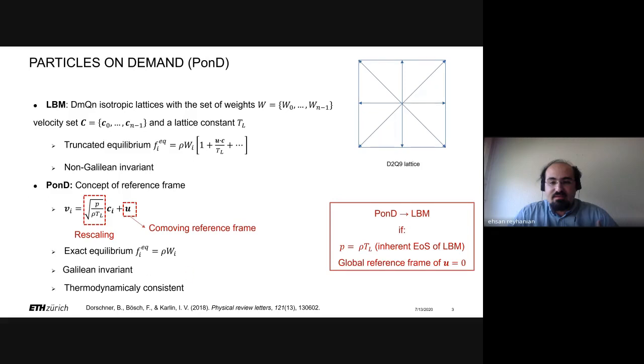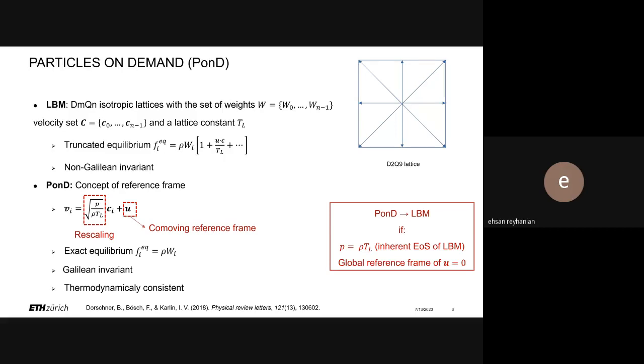So a new set of adaptive velocities, which contain information from the local thermodynamical field and the local velocity of the flow, of course, will lead to a thermodynamically consistent and Galilean invariant model. Finally, one could observe that the present scheme would reduce to LBM if the pressure is chosen by the ideal gas equation of state with the lattice temperature, which is what is inherently recovered by LBM, and if the velocity reference frame is set to 0 globally.